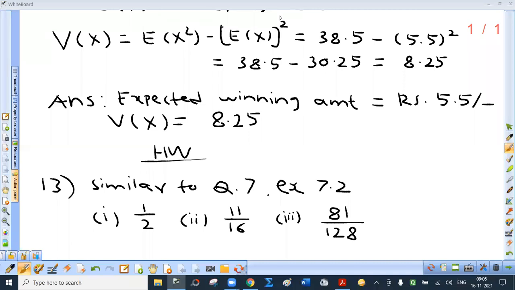Actually, 13th is similar to question number 7 of exercise 7.2. So for homework, answers are given.